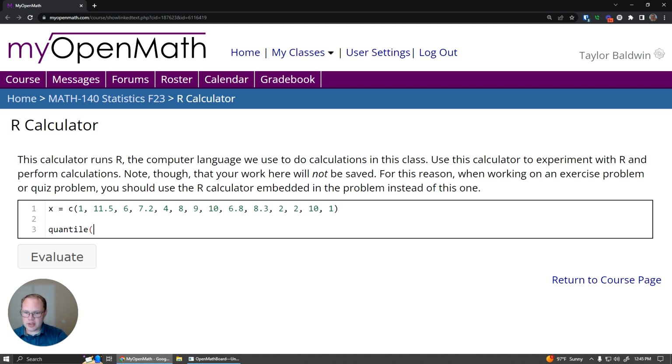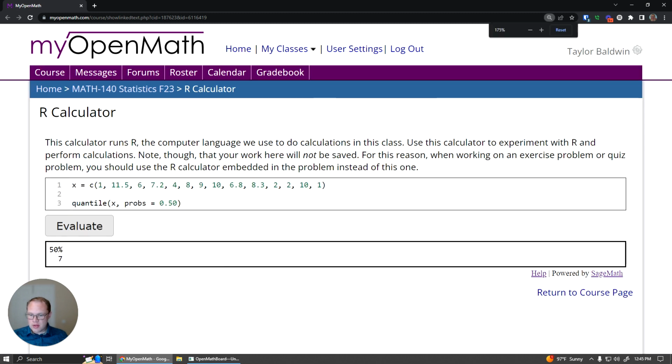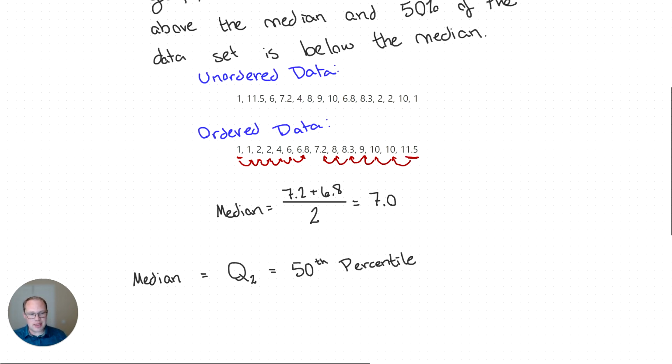I'm going to use the quantile function. I've stored my data in a variable X. I've named my data X. Probs equals 0.50 because I want the median. I want the data value so that 50% of the data values are above, 50% are below. So let's see what we get when we evaluate this. And we get, let me shrink this a little, the 50th percentile is 7. The median is 7. That agrees with what we calculated by hand. Okay? So it's important to know how to calculate the median by hand, but most of the time we will use the computer to do it.